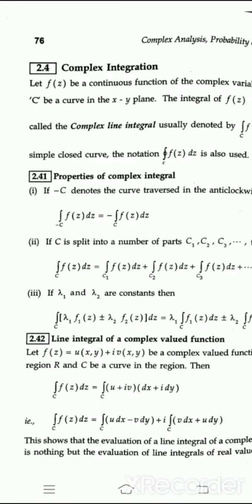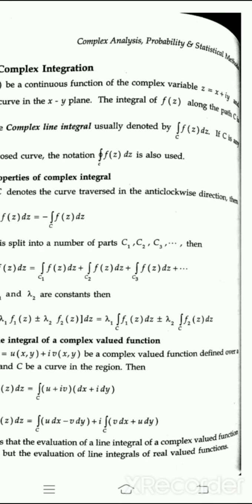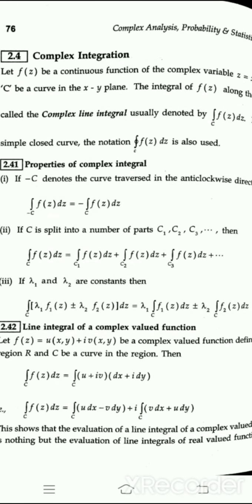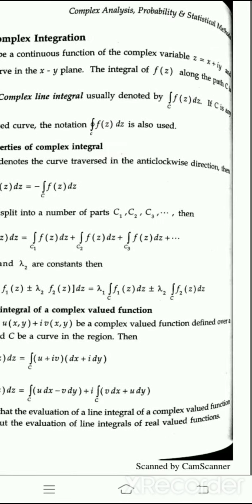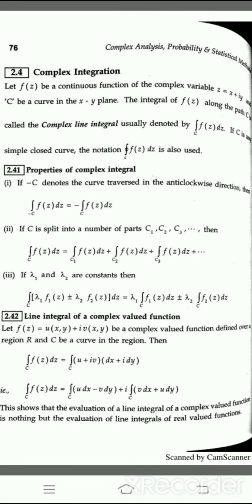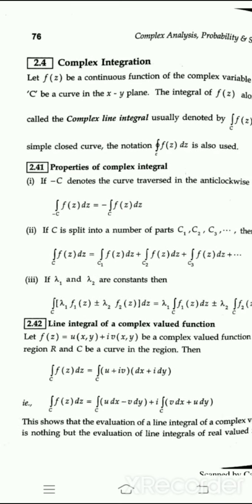If c is any simple closed curve, the notation of the integral over c of f of z dz is also used. Then, properties of the complex integral. These are some properties of the complex integrals. Here minus c denotes the curve traversed in the opposite direction, and there are first, second and third properties. Next, the line integral of complex valued functions: the integral of f of z with respect to z is equal to the integral of (u plus iv) dz, where dz means with respect to x and with respect to y, the real and imaginary parts.